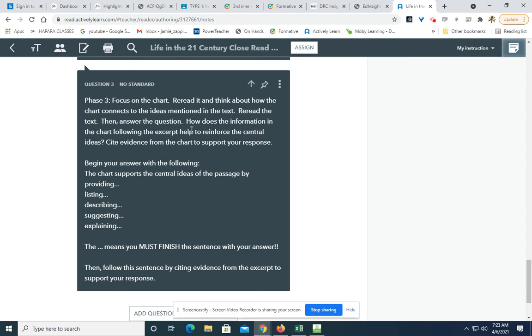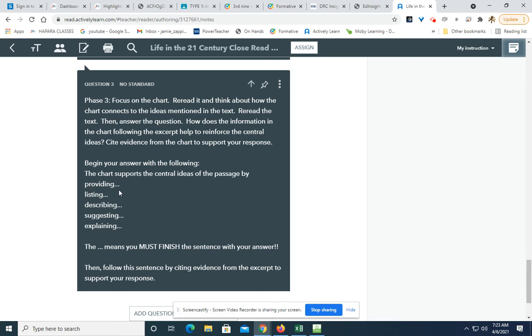And then answer the question, how does the information in the chart following the excerpt help to reinforce the central ideas? You want to begin your answer with the following sentence. The chart supports the central ideas of the passage by providing something, listing something, describing something, suggesting something, or explaining something. Remember, the ellipse means you need to finish that sentence off. That's not the end of the sentence.